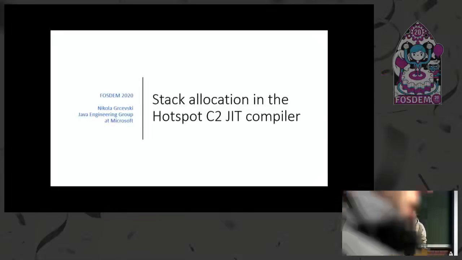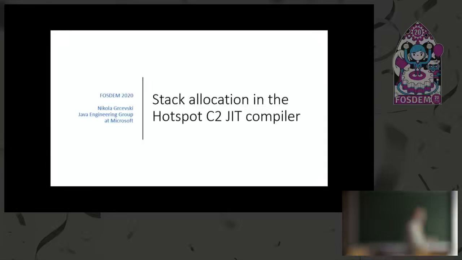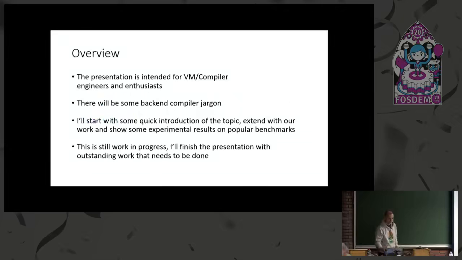Hi everyone, this talk is going to be a compiler talk about the C2 compiler in OpenJDK, specifically a new optimization that we worked on at Microsoft, surprisingly, so-called stack allocation. In this talk, I'll start with a quick introduction of what currently exists in HotSpot C2, extend with the work we did in our engineering group, then show some results on popular benchmarks, and hopefully finish off with the stuff we still need to do. So it's still very much a work in progress.